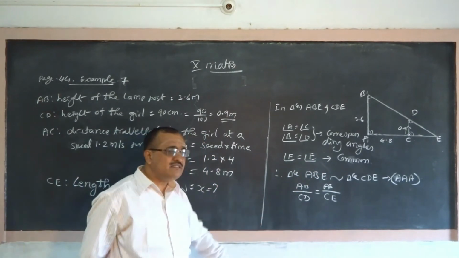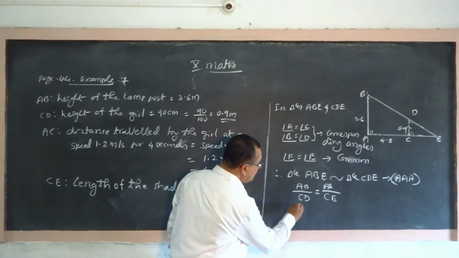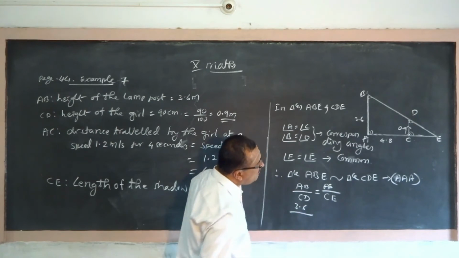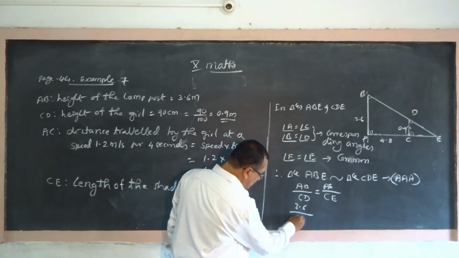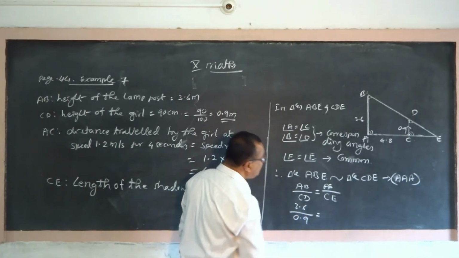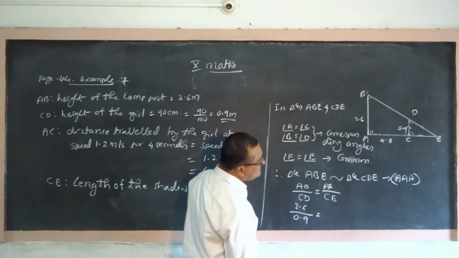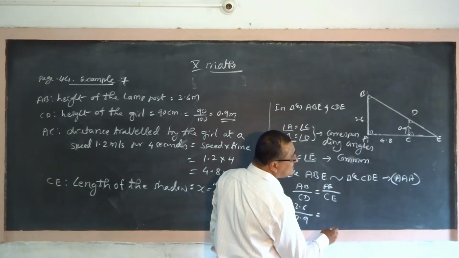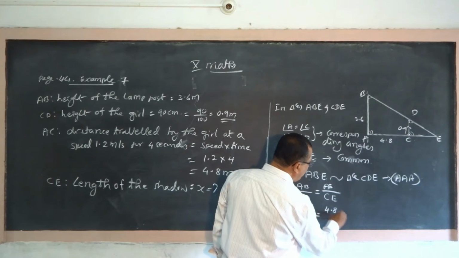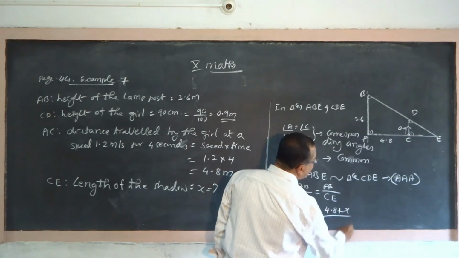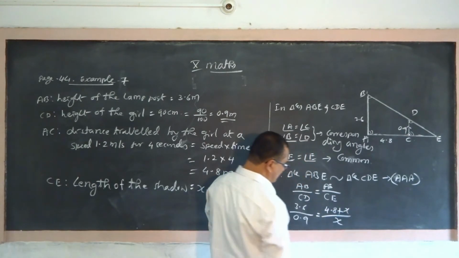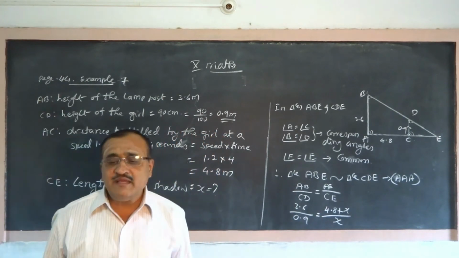We have taken this. Now what is AB? 3.6. What is CD? 0.9. That will be equal to AE, which is AC plus x. That means 4.8 plus x divided by x. Now simplify, you will get the answer.